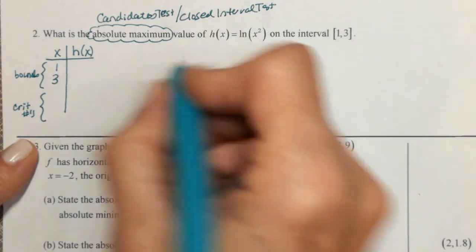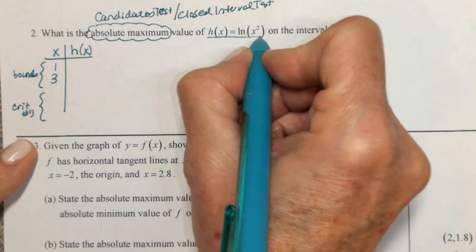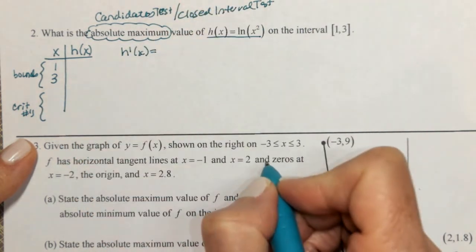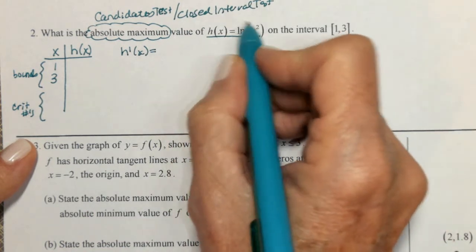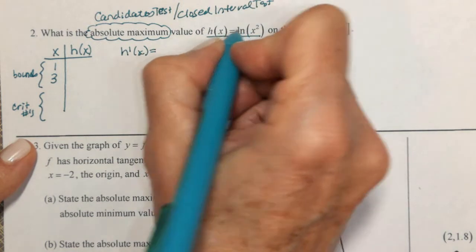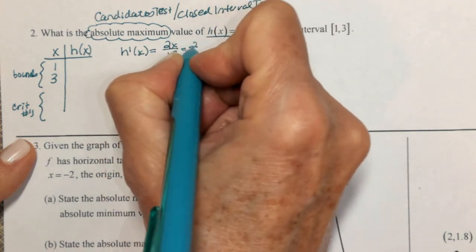Anyway, to get these critical numbers, I'm going to take my function and take its derivative. The derivative of ln of x squared is u prime over u, so 2x over x squared. That is 2 over x.